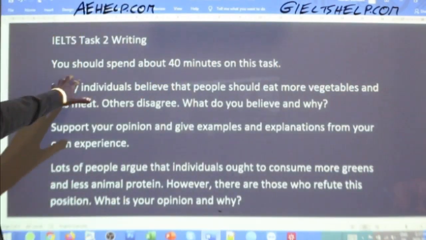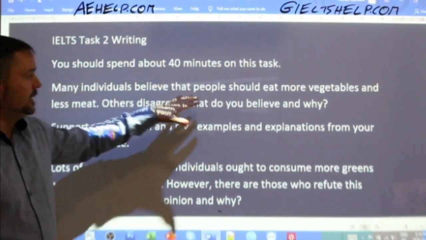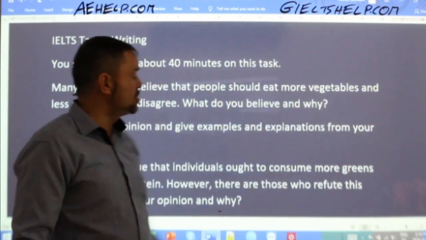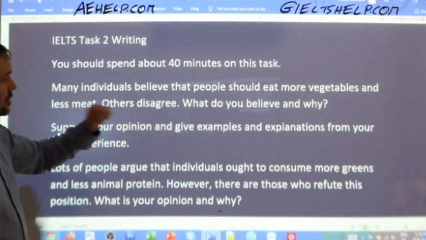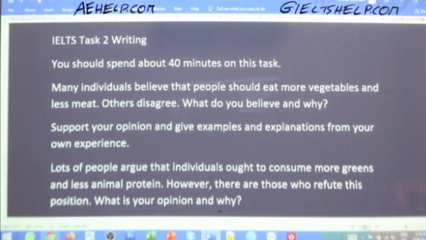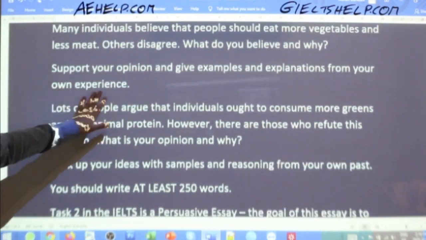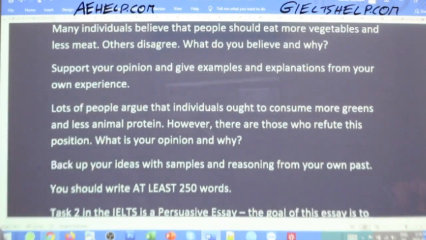So you should spend about 40 minutes on this task. Many individuals believe that people should eat more vegetables and less meat. Others disagree. What do you believe and why? Support your opinion and give examples and explanations from your own experience.